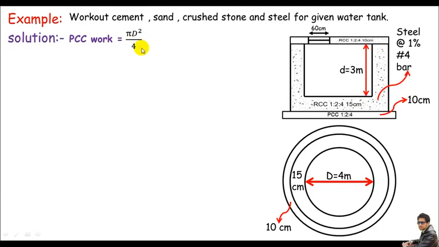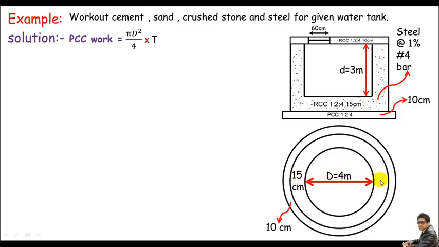The area will be pi d squared divided by 4 times the thickness. I can get the PCC work, and this will be in the form of volume. A little later, we'll go into detail to calculate cement, sand, and crushed stone for the same PCC work. Now plug and chug: remember which diameter should I plug into the d squared? Looking here, I should plug in the diameter of the external circle.